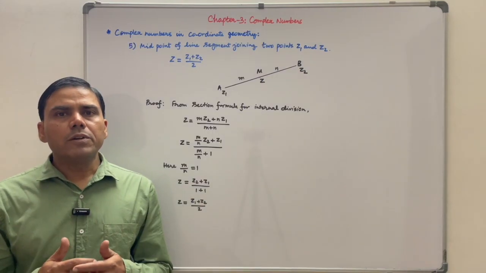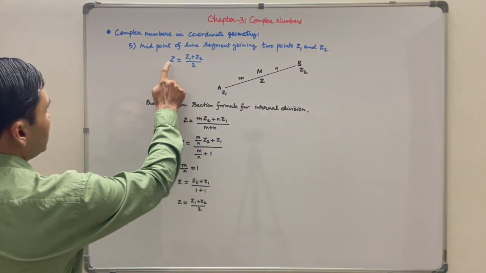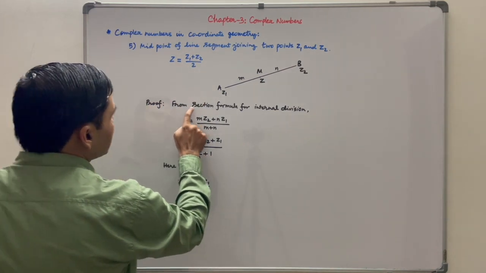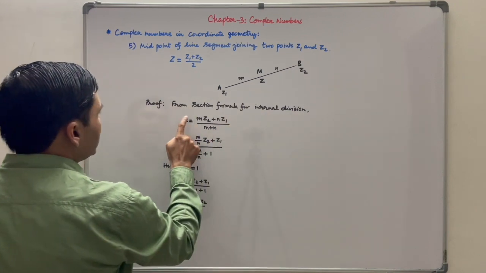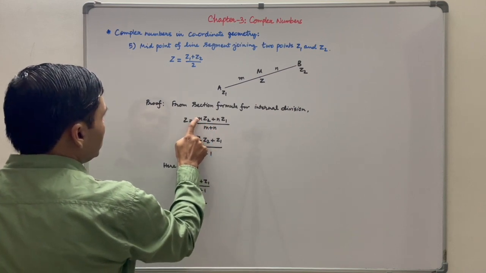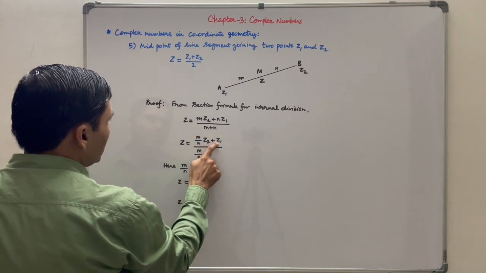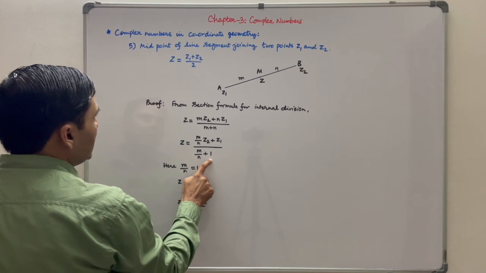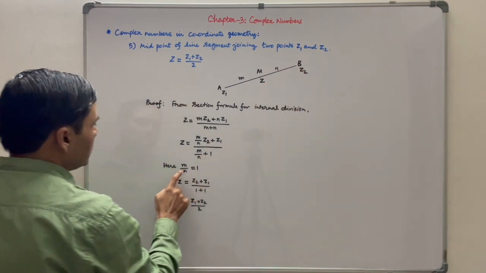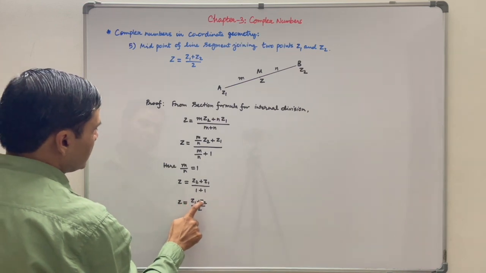Let us find out midpoint of line segment joining 2 points z1 and z2. It is given by z is equal to (z1 plus z2) upon 2. Let us see its proof. From section formula for internal division, we know that z is equal to (m z2 plus n z1) upon (m plus n). Divide both numerator and denominator by n. So we get (m by n z2 plus z1) upon (m by n plus 1). Here mk is equal to nk. That means m by n is equal to 1. So we will put m by n is equal to 1. So we get z is equal to (z1 plus z2) upon 2.